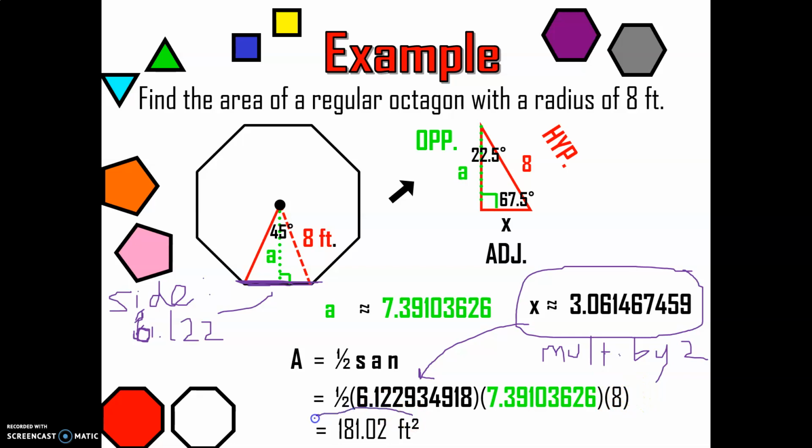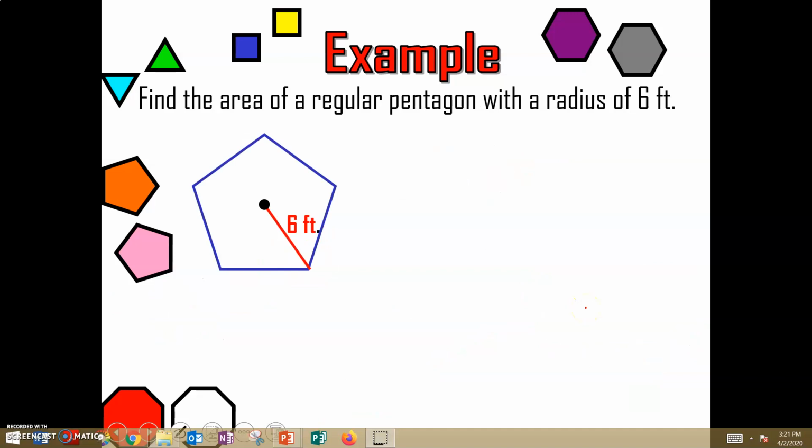So once you are done, you should end up with an answer of 181.02 square feet. Okay, so go ahead and pause the video and give this problem a try and check back as soon as you're ready.